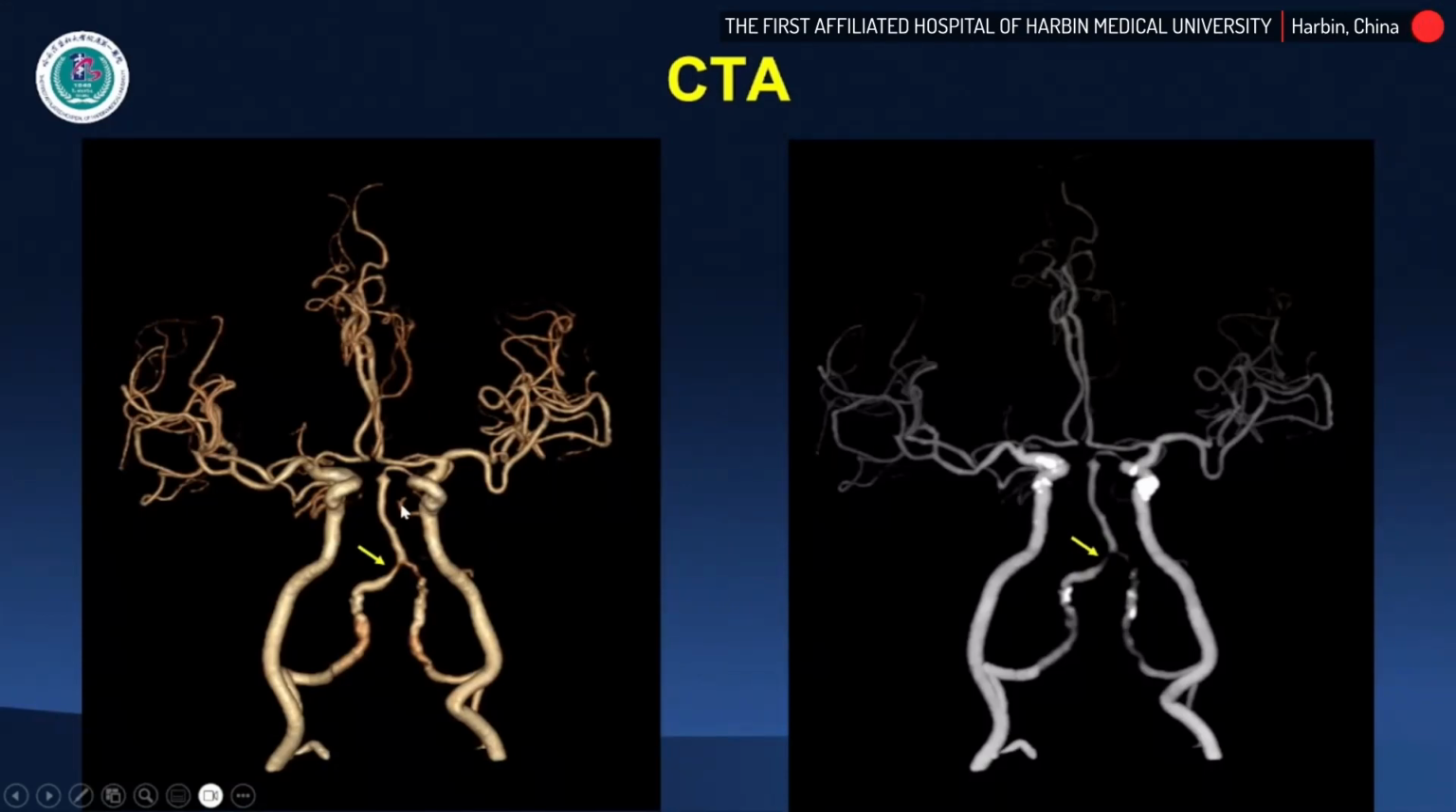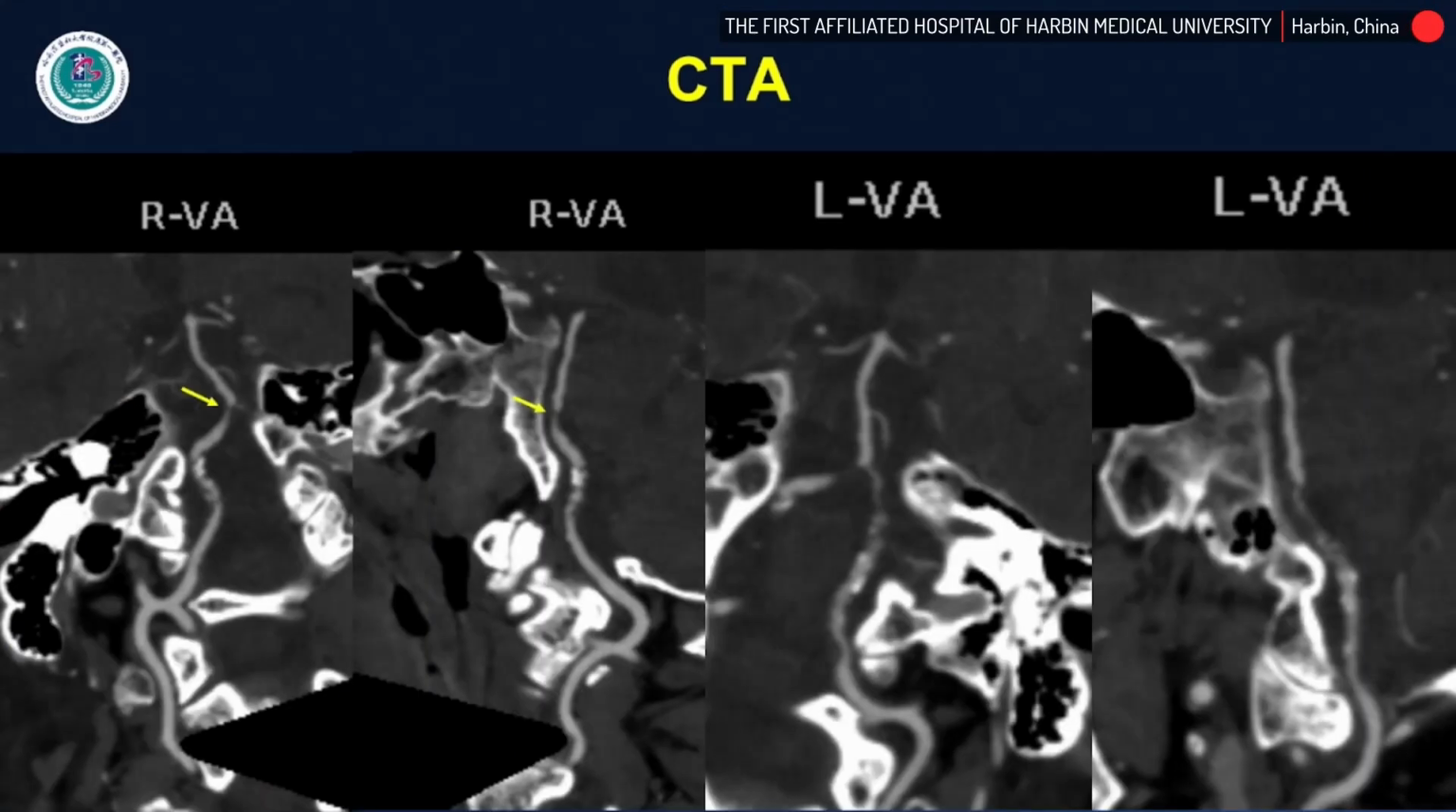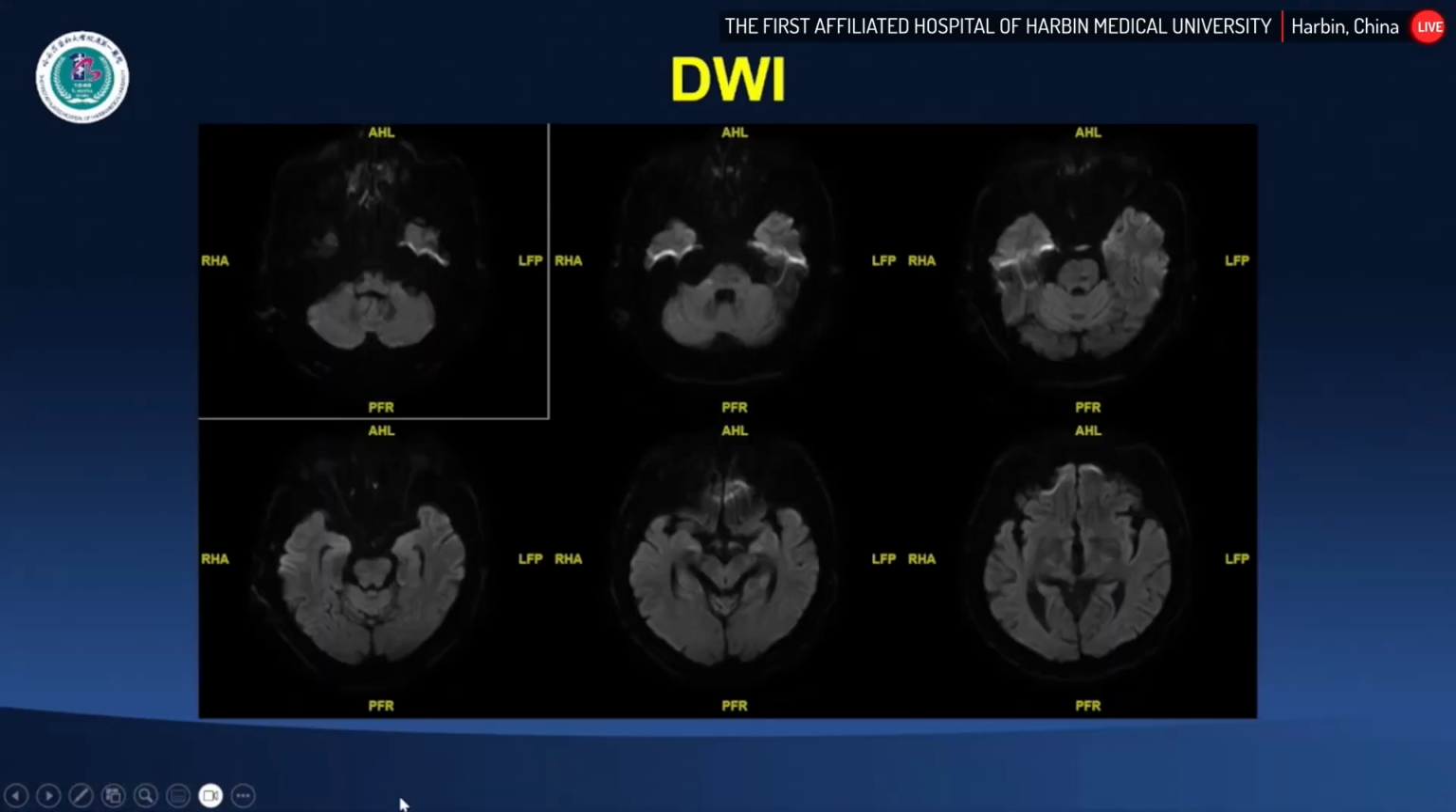And this is the CT result, just like the DSA result. The right side is a severe stenosis, and the left side is nearly occluded. We also did the MRI, and the DWI results show there is no acute ischemic stroke.